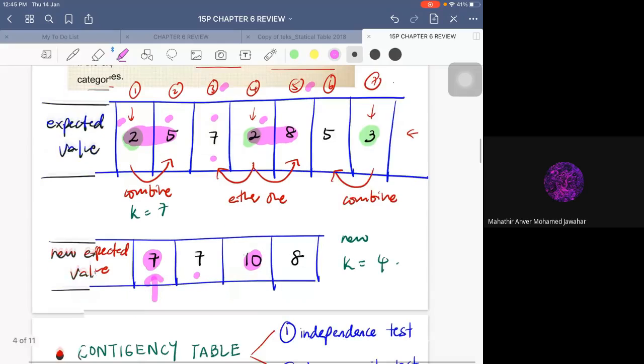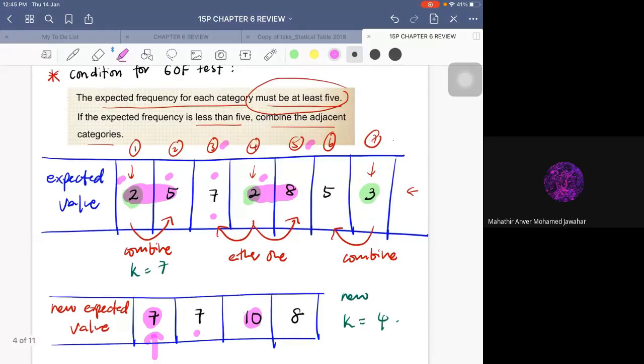And the same idea will be applied for category number 7 as well. So I have a frequency of 3, less than 5. So I have no other choice because it's the last category. So I'm going to combine with the category that comes before that. So 3 plus 5, that is going to equal 8.